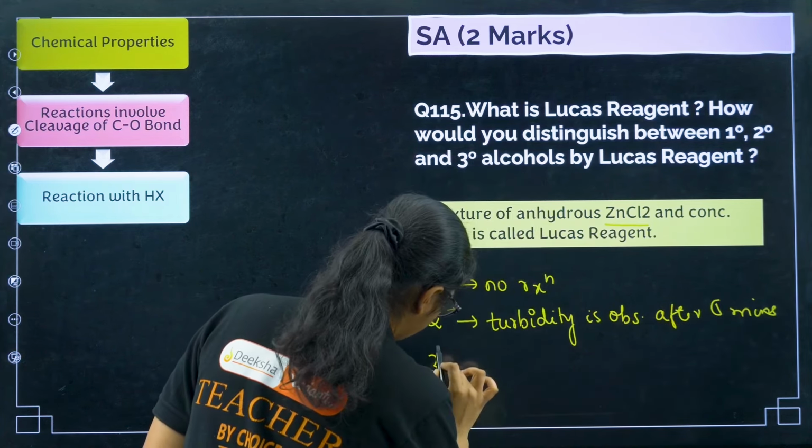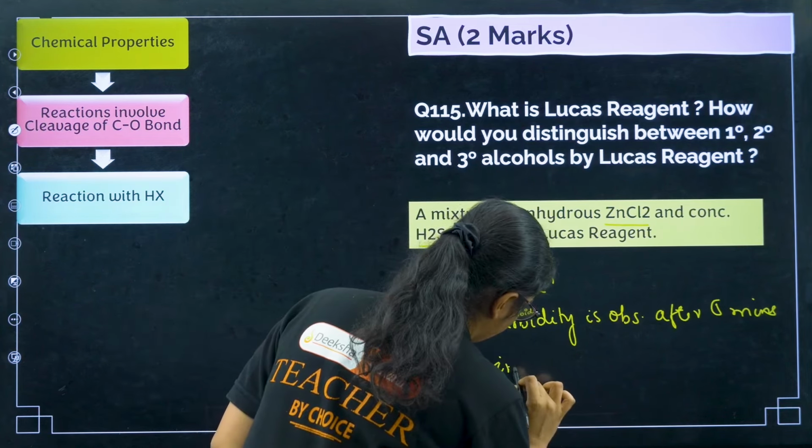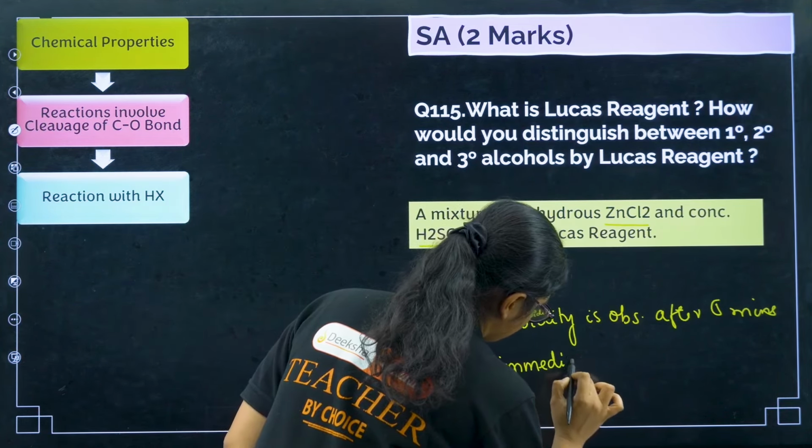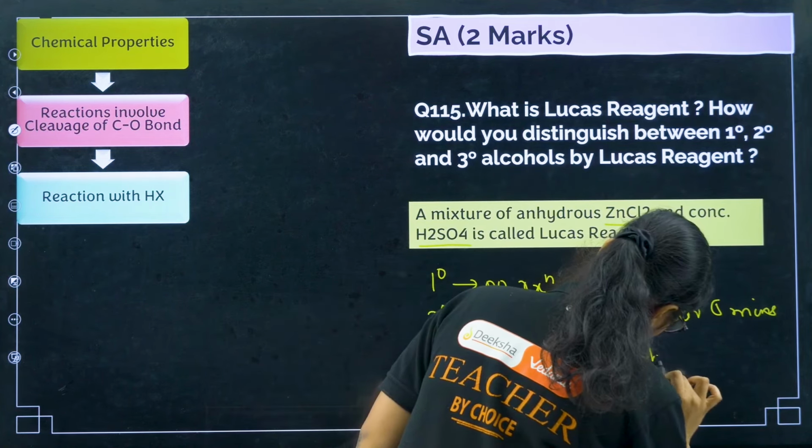And the tertiary one, what will be happening here? In the tertiary one, turbidity is observed immediately.